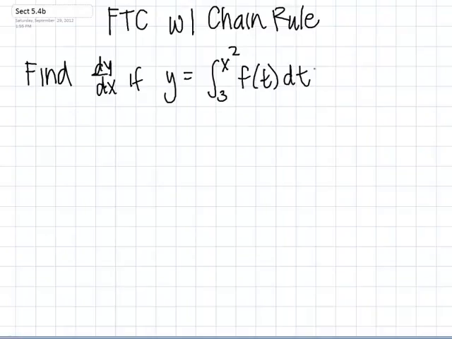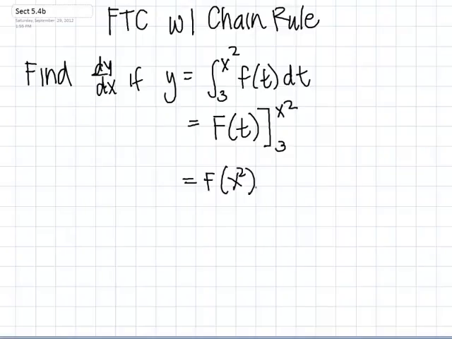of t dt. Okay, now going back to part 2 of the fundamental theorem of calculus, the integral of f of t dt should be or could be represented by big F of t. That would be whatever the antiderivative of little f is. So that would actually be big F of t from 3 to x squared, and that would be whatever big F is evaluated at x squared minus whatever big F is evaluated at 3.